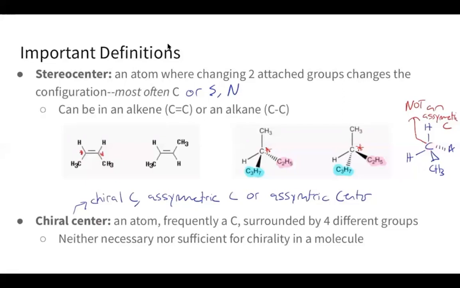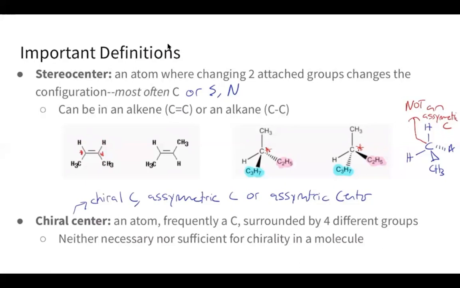Now, in our other example, where we had 2 stereocenters in this molecule, it's important to note that these carbons are stereocenters, but not chiral centers, because they are not surrounded by 4 different groups. These carbons are only surrounded by our H and our CH3. We don't consider the group that's connected by the double bond. It's only, I believe, these 2 groups here. So these carbons are considered stereocenters, but not chiral centers.